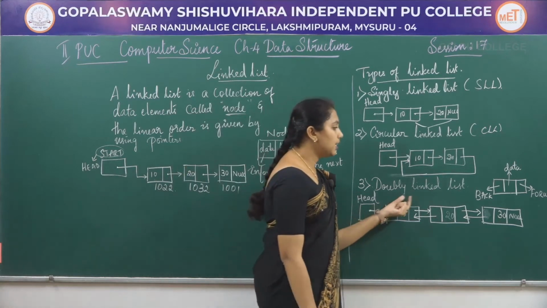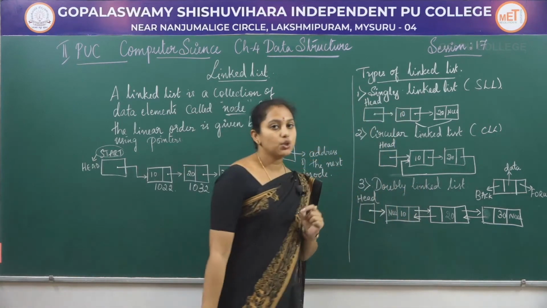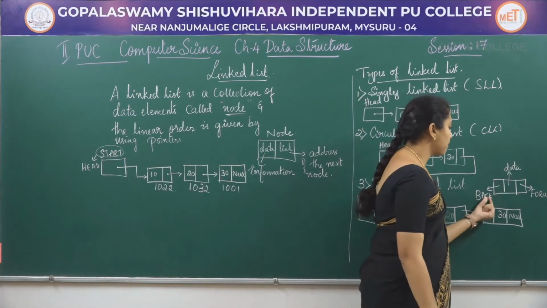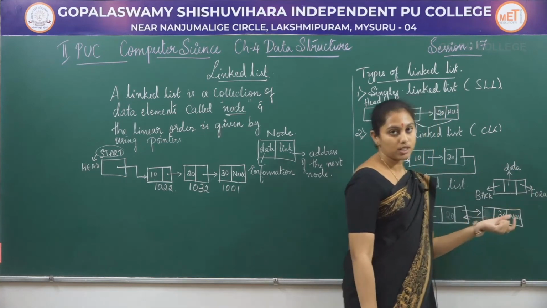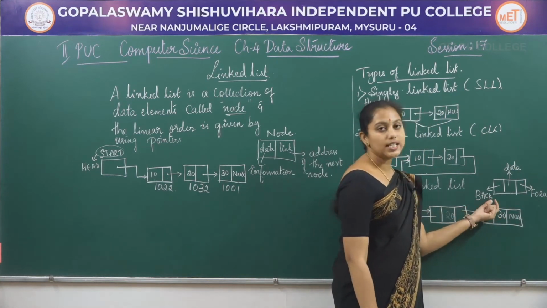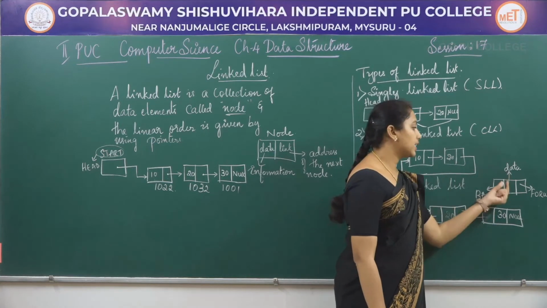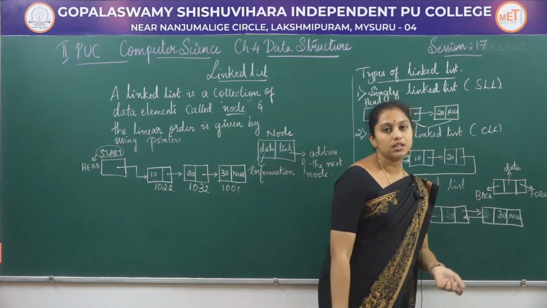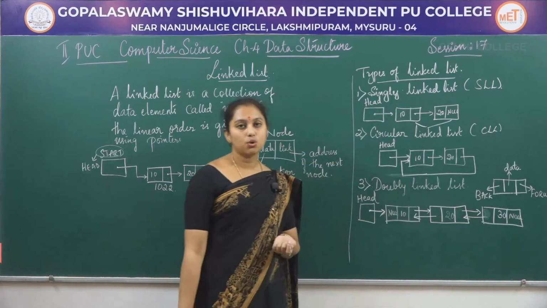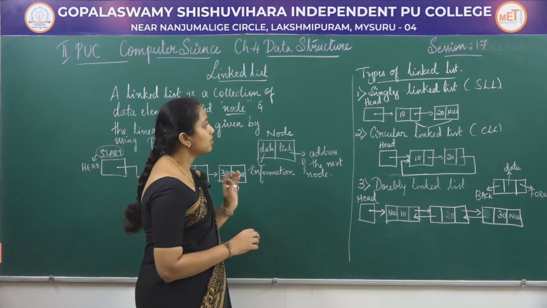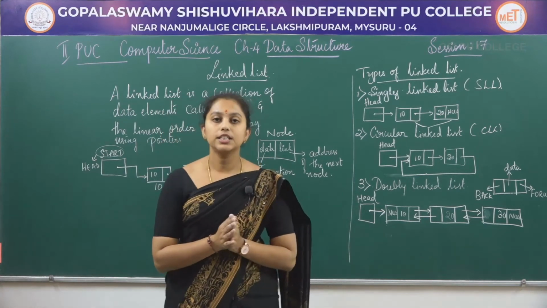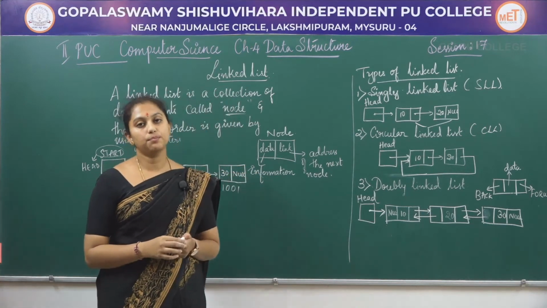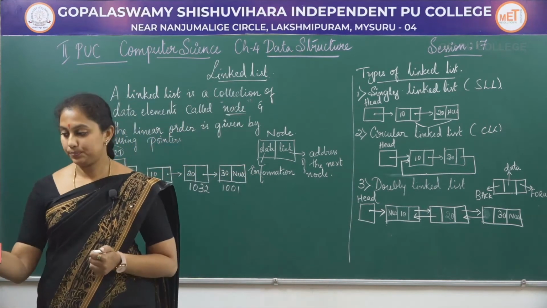When it comes to the doubly linked list, each node contains three parts: back part, that is the back pointer, data, as well as forward pointer. The back pointer contains the address of the previous node, the data part is where we store the information, and the forward pointer contains the address of the next node in the linked list. So this is about linked lists and the types of linked list. Now let's see what operations we can perform on a linked list.